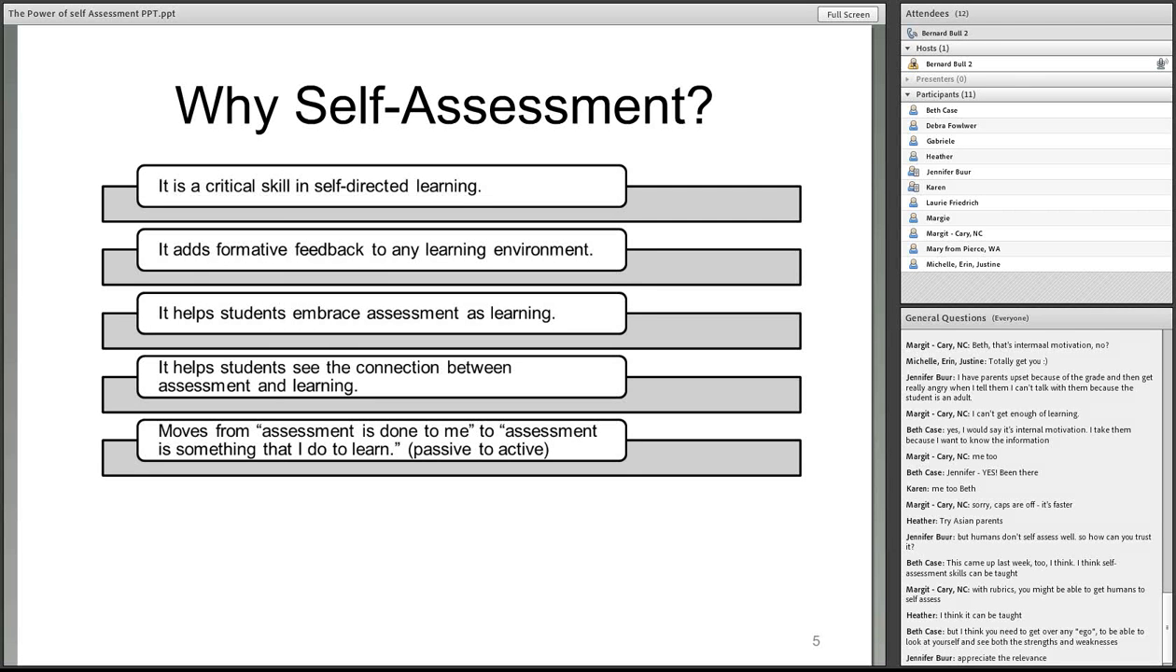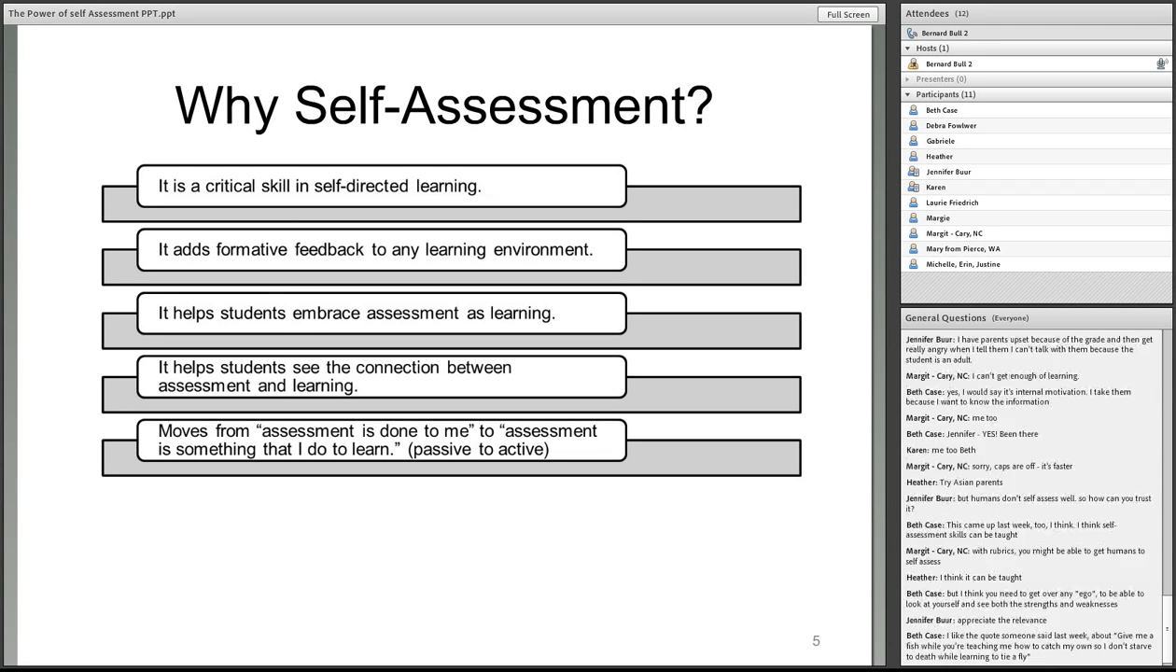Why self-assessment? Well, I offer 5 affordances or benefits of self-assessment. One is that self-assessment is a critical skill if we want students to become more self-directed learners. If we want students to have to call us every time that they have a problem or anytime they need to get feedback on something, they have to get help from us and they'll just stay connected to their teachers throughout their entire life, well, then we wouldn't really need to promote self-directed learning.